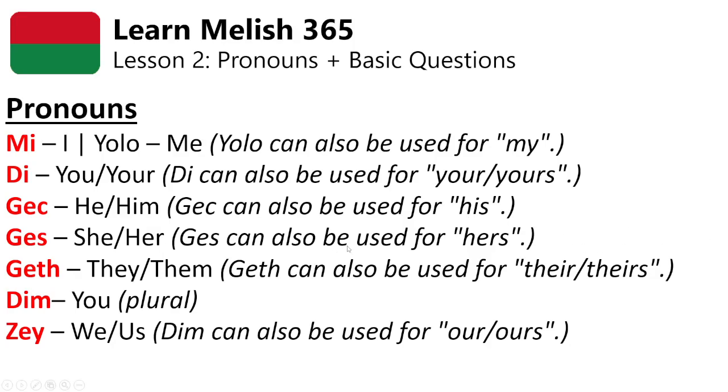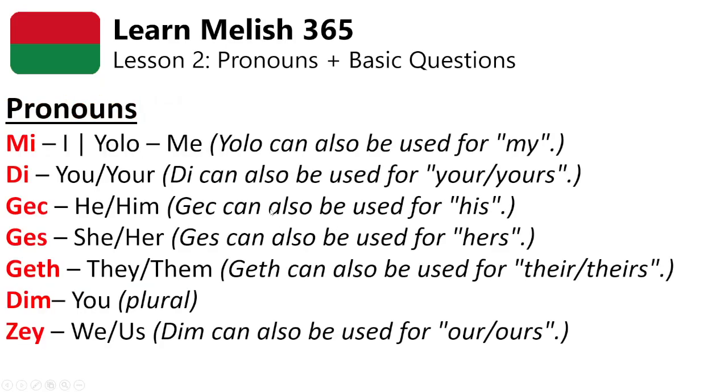You can also use YOLO to say the word my from English, okay? So you can use YOLO to say me and my. Next we have D, which is you, of course. You can also use it to say your. So just D, pretty easy to pronounce, I would say.